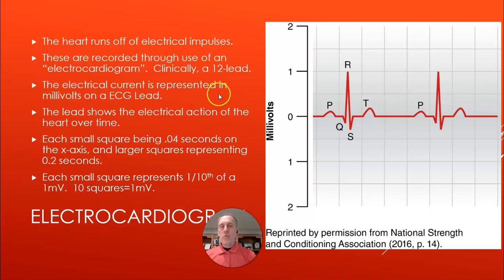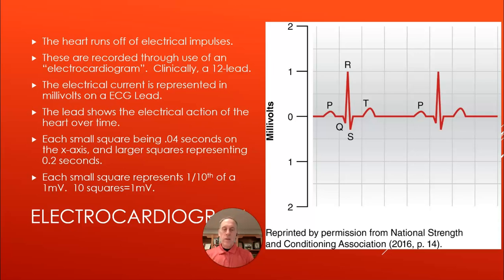So the electrical current is represented in millivolts on an ECG lead. With the electrocardiogram, these little squares going up and down are the millivolts. And when you look at this, each small square is 0.04 seconds. So as I'm going from left to right, it's 0.04 seconds, 0.04 seconds, 0.04 seconds. And with an EKG or ECG lead, you have 5 squares, 1, 2, 3, 4, 5, and there's usually a darker embossed line that tells you every 5th square, or every 0.2 seconds.